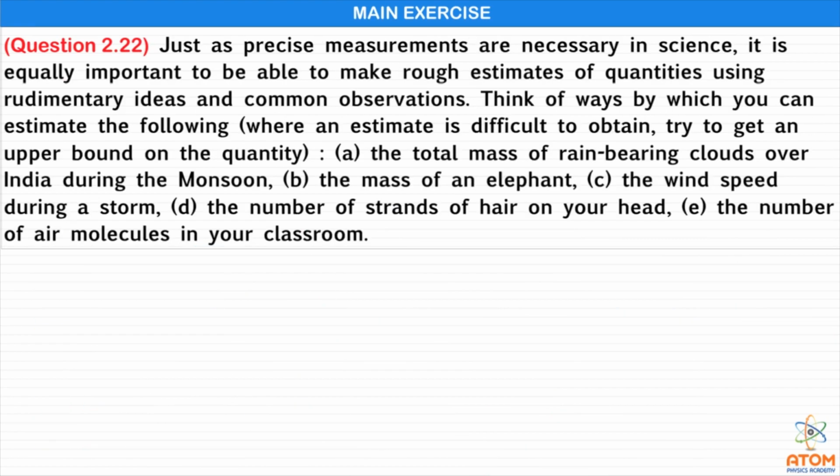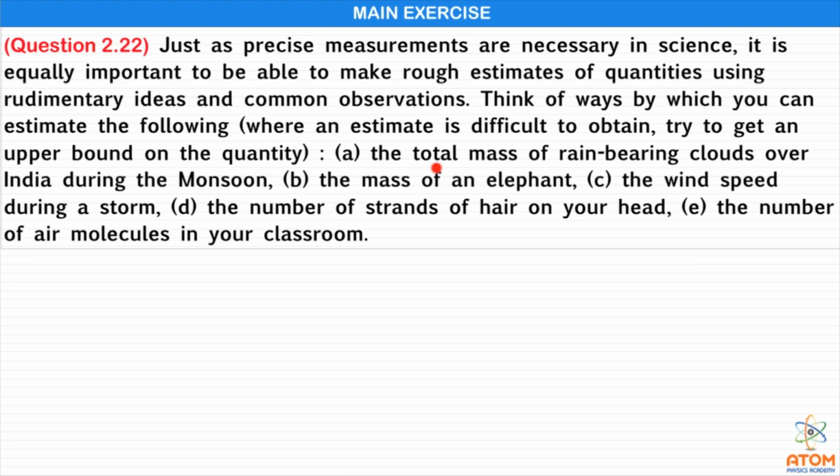Now question 2.22. Just as precise measurements are necessary in science, it is equally important to be able to make rough estimates of quantities using rudimentary ideas and common observations. Think of the ways by which you can estimate the following. Where an estimate is difficult to obtain, try to get an upper bound on the quantity.